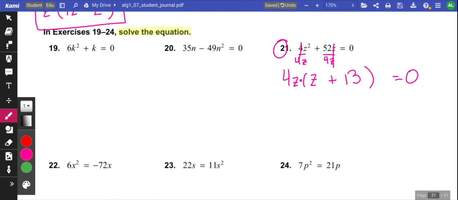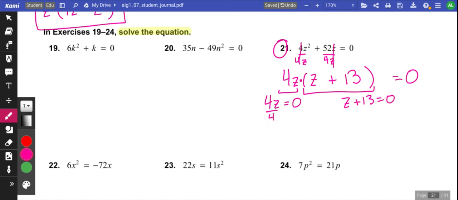Those are the two things that multiply together, and I end up with 0. So I really want to make sure that I remember from yesterday, okay, 2 different things multiply to 0. I know that means one or the other of them equals 0. I'm going to set each little chunk equal to 0. So 4z equals 0, z plus 13 equals 0.